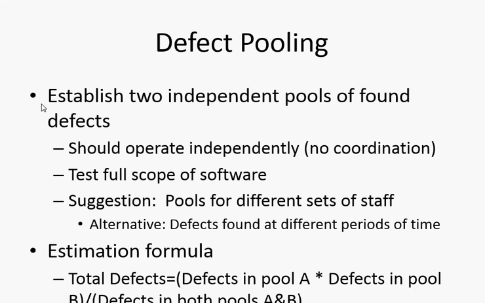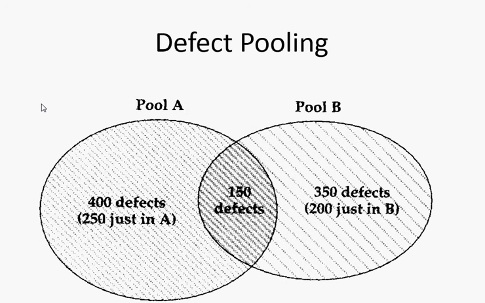Well, it turns out that the underlying mathematics of it are the same as in the case of the fish. So the total number of defects here are just the defects in pool A times the number of defects in pool B divided by the defects in both pool A and pool B. So here we have these 150 defects in both, right? And the case is very clear. Suppose you only had one defect in common. For each of those, there's 150 others that B found. So for each of these 400, there's 150 others.